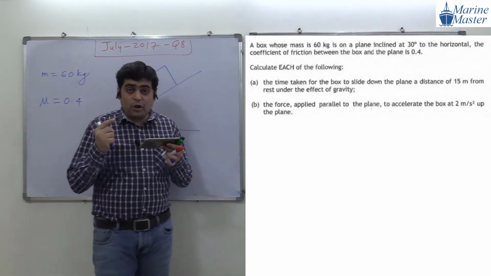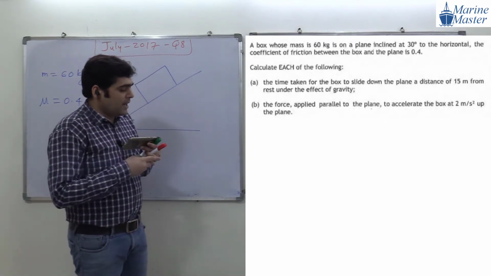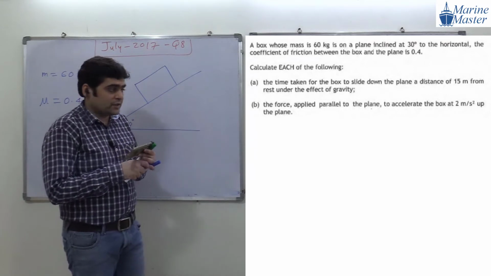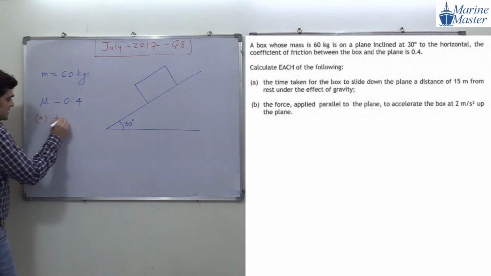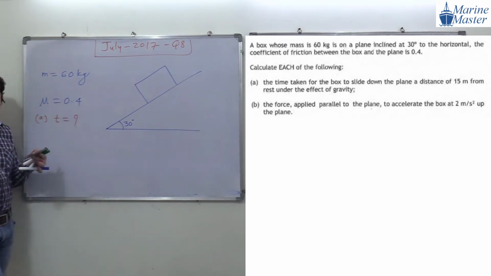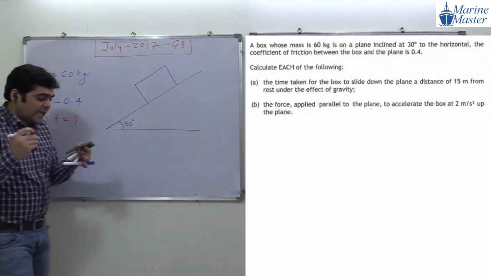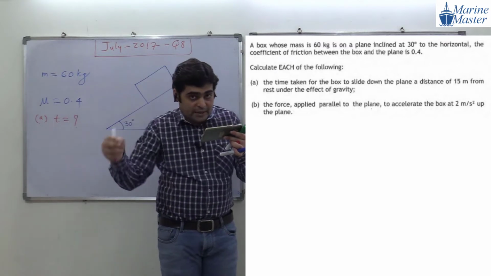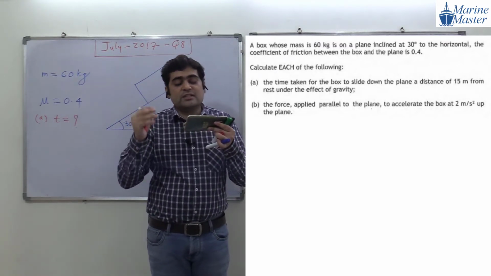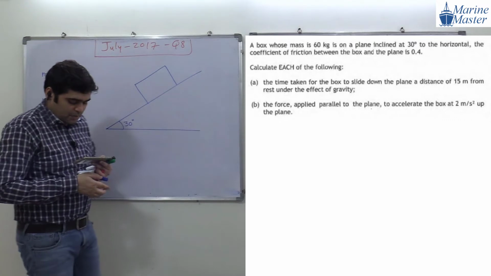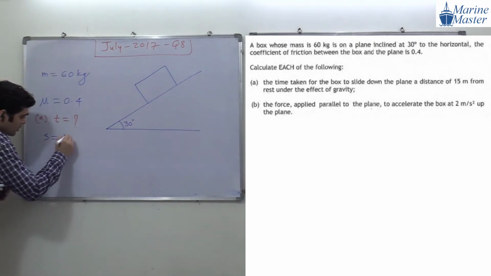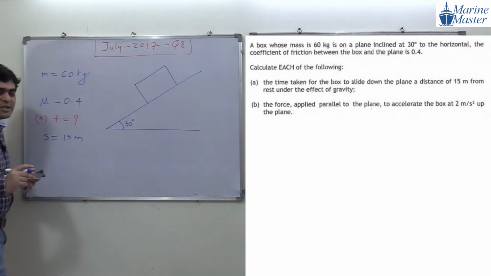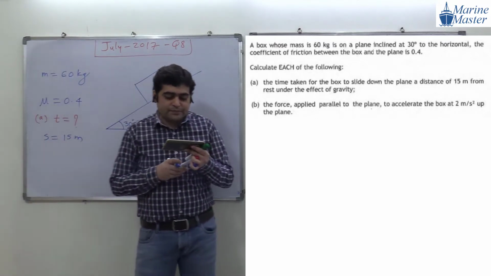In the A part, what is our target? Try to see the scenario here. They are asking us for time, the time taken for the box to slide down the plane a distance of 15 meter. If the distance is 15 meter, that is our displacement. So S will be 15 meter.